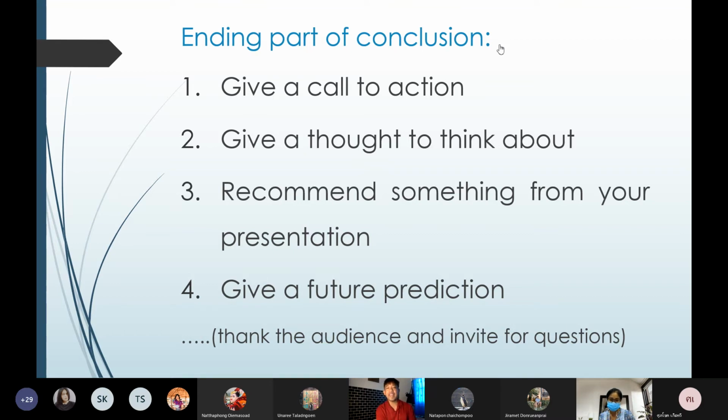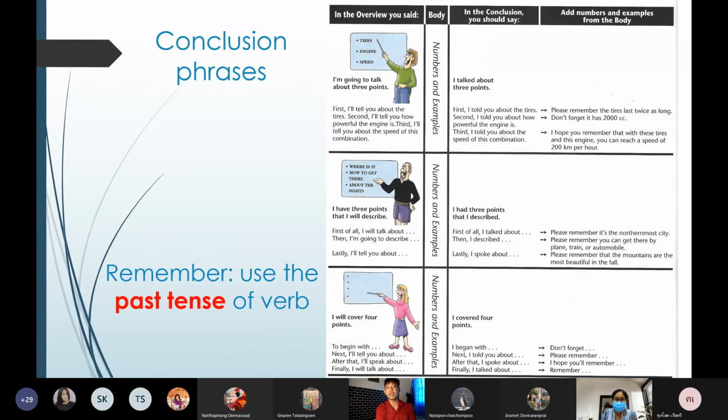And then thank the audience and invite questions. So, can you go back to the previous slide? Go back one slide. Okay, so let me do the conclusion. I talked about 3 points. First, I told you about RMUTL is a good university because of its friendliness, because it is very friendly. You know each other, you might meet each other every day, okay?